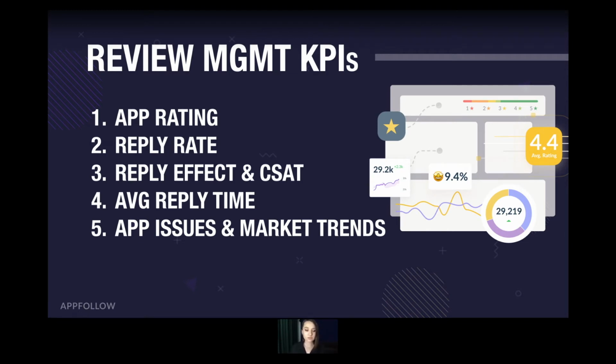And if you don't, maybe this is a time to consider adding those, right? So: app rating, reply rate, reply effectiveness stat, average reply time, and app issues and market trends. And maybe the last one is not exactly a KPI. Well, we see it as a huge mission for customer support teams and teams that do review management. So we'll go one by one, share some cases, and show how to cut corners with them.